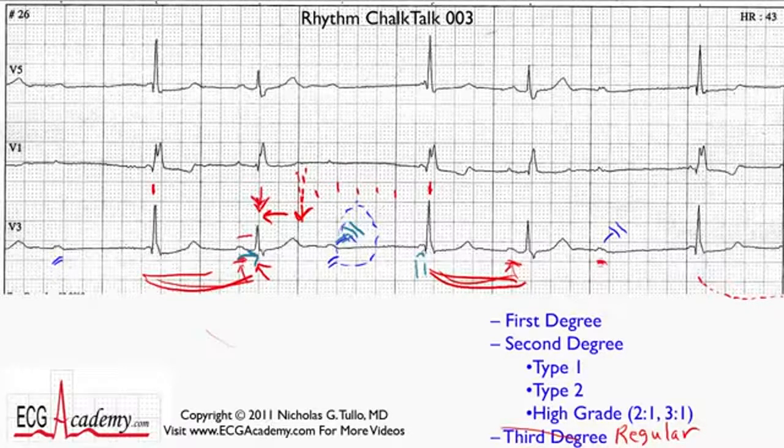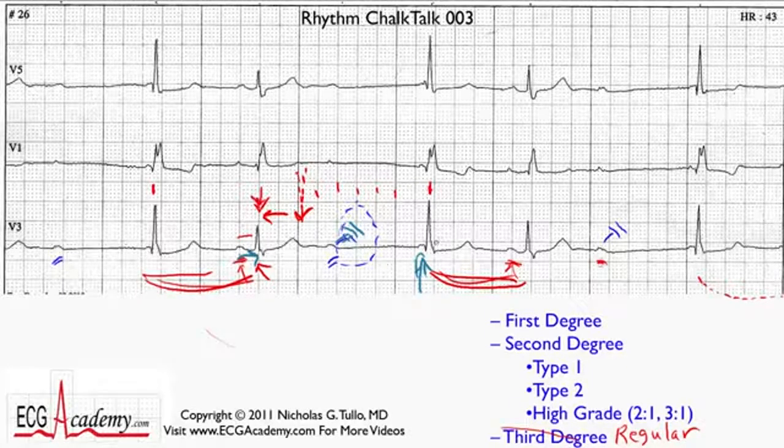Remember, PR intervals generally can't get to be that short because the AV node is supposed to delay the signal a certain period of time. So it's unlikely this P wave conducted to this QRS complex. So where did this QRS come from? Well, it's an escape beat. That's exactly what it is.